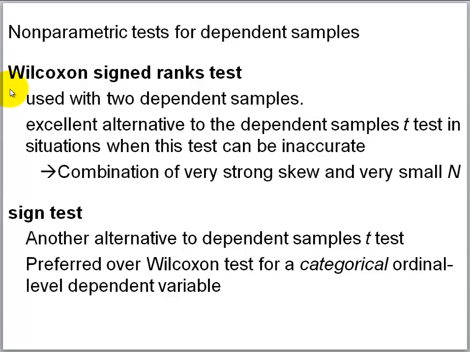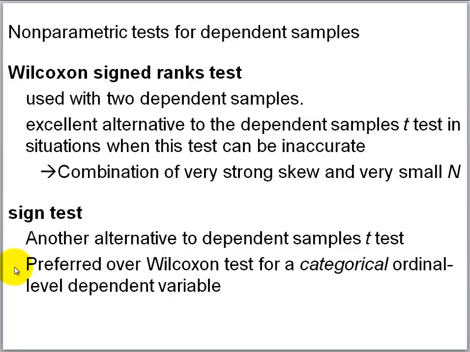The Wilcoxon signed ranks test is used with two dependent samples, and it is an excellent alternative to the dependent samples t-test when that test can be inaccurate, and that would be, again, when there is the combination of very strong skew and very small n. Now, the sign test is another alternative to the dependent samples t-test. And it would be preferred over the Wilcoxon test when you had a categorical ordinal level dependent variable.